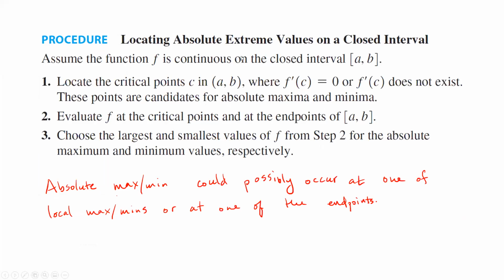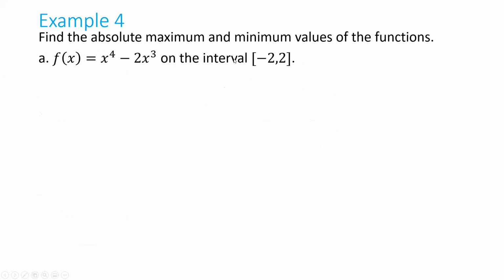Sort of laid out the process here that we want to go through when we're looking for the absolute max or absolute min. And let's just kind of walk through those steps here with this example. So it says find the absolute maximum and minimum values of the function f of x equals x to the fourth minus 2x cubed here on the closed interval -2 to 2.